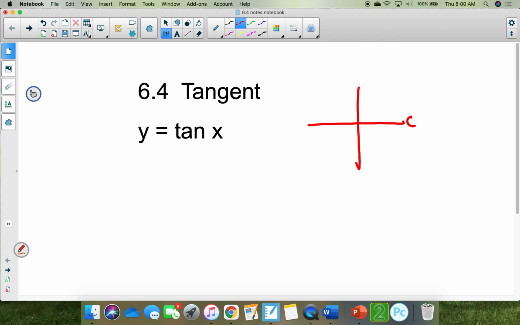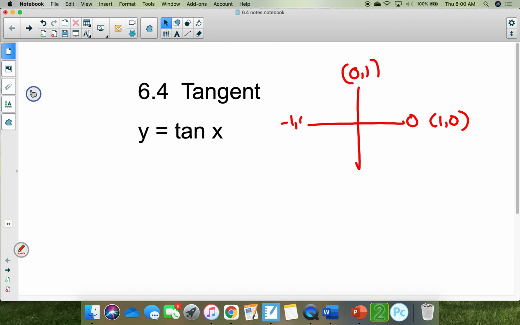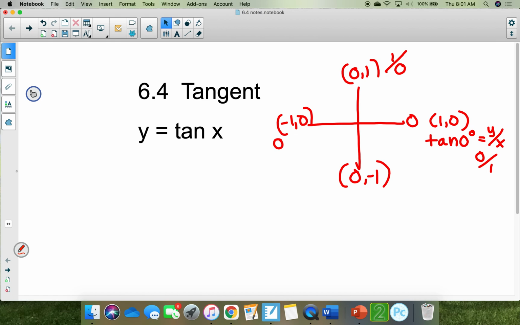I'm just gonna make a 0, which is 1, 0. I'm gonna make this 0, 1, and this negative 1, 0, and this 0, negative 1. The tangent at 0 degrees is y over x. The y is 0, the x is 1. The y is 1 and the x is 0. The y is 0, the x is negative 1. The y is negative 1, the x is 0.